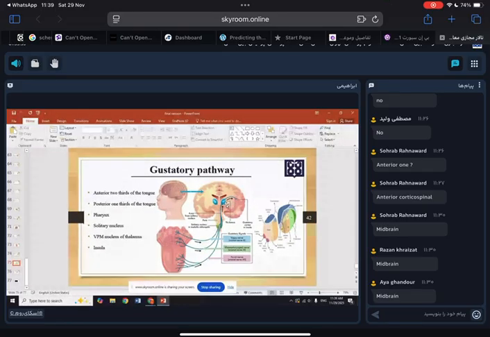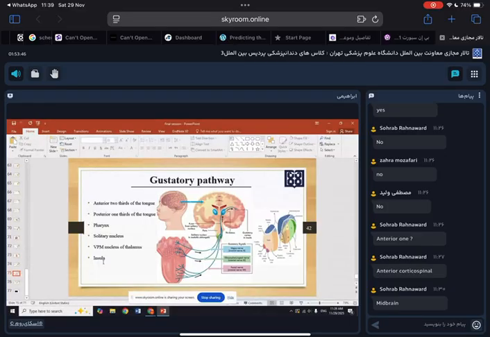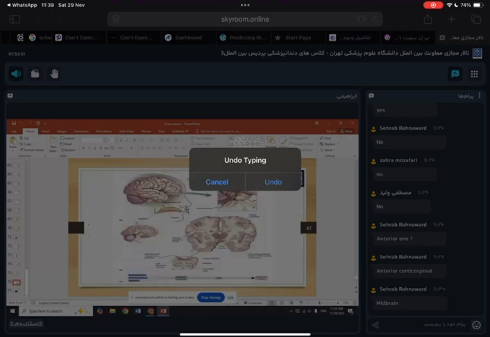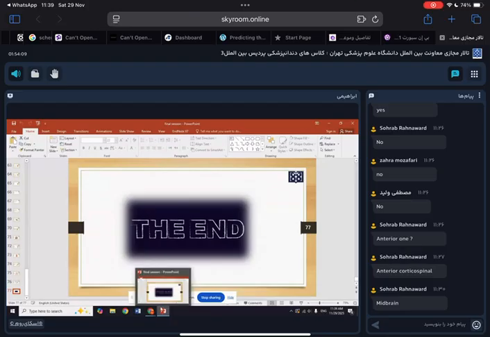And after that, the information from VPM nucleus of the thalamus goes to insula. I told you the hidden lobe, which is located at the depth of the sylvian sulcus or lateral sulcus. If you want to see the insula, you must remove the lateral sulcus and see the insula in the depth. And this one is again the gustatory information. They are coming from the tongue, come to solitarius, then come to VPM nucleus of the thalamus, and then go to insula lobe, which is located here. And we finished our class.